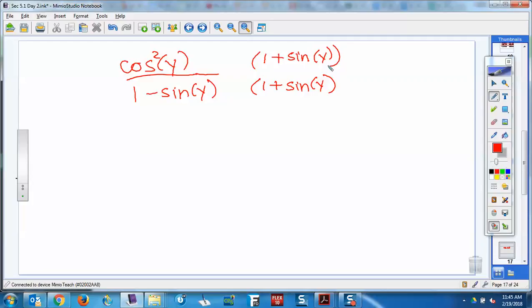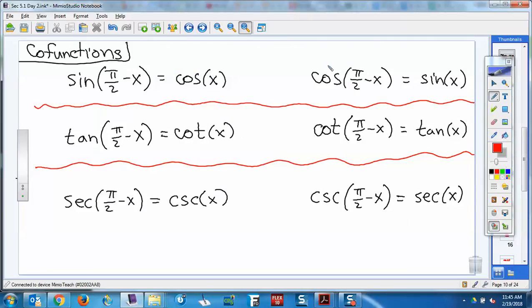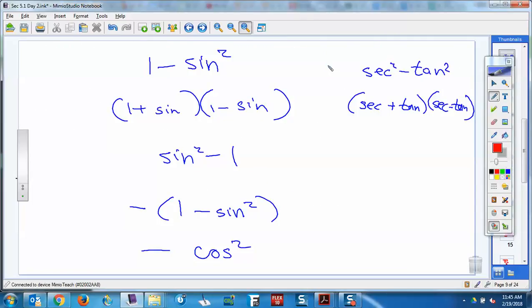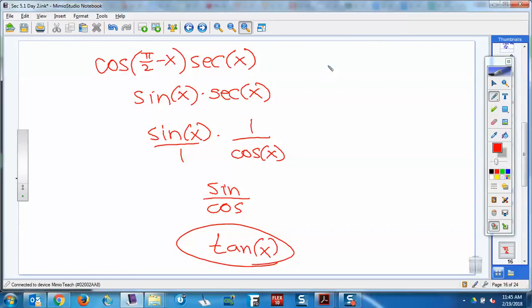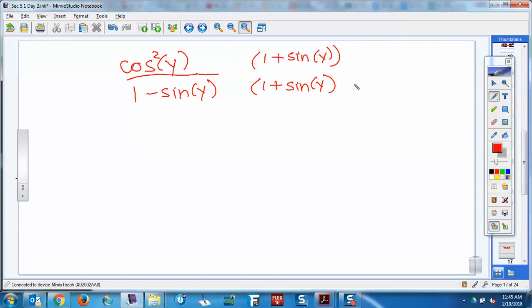Now, how would I know to do that? It's because of what I know when I recognize this. When I see 1 plus sine or 1 minus sine, either one of those, I'm thinking of this. It will get me to that. So I'm thinking I want to get those multiplied together. Again, the more we practice these, the more we'll recognize these things.